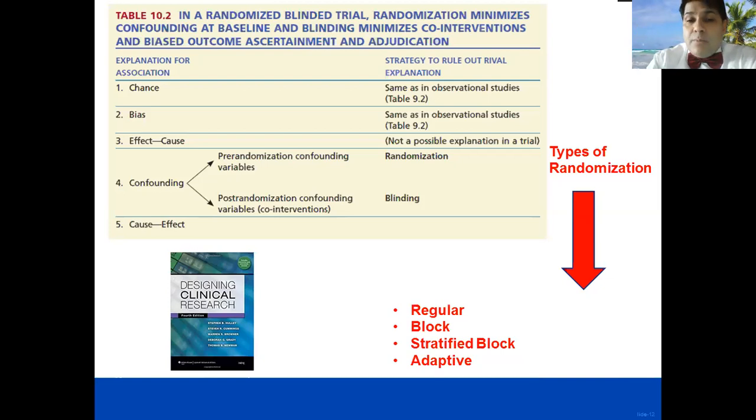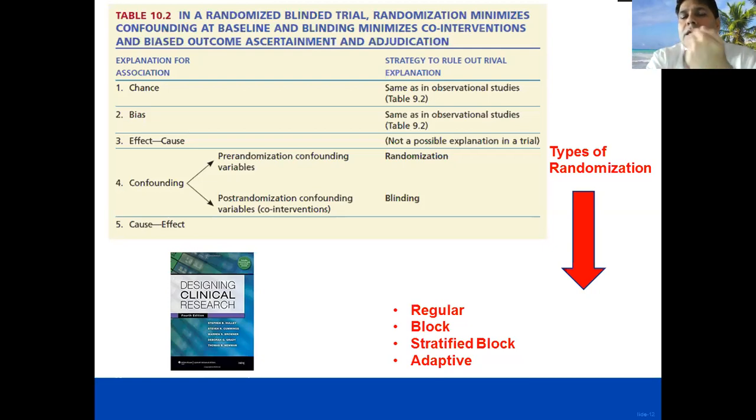You can stratify blocks as well. You can have a block of 4, so anytime they enroll 4 patients, there will always be 2 cases and 2 controls in any random order. That means when you start the trial, you're making sure there's always an even number of patients in there.